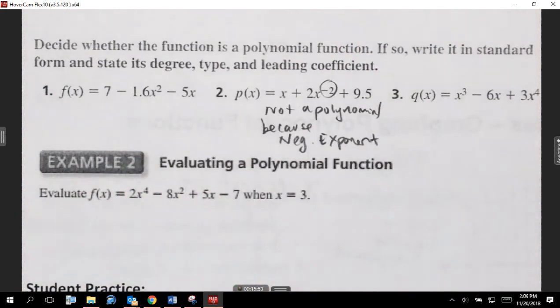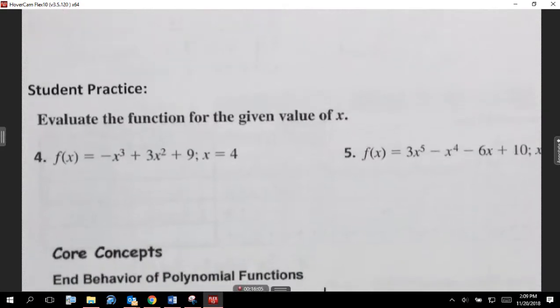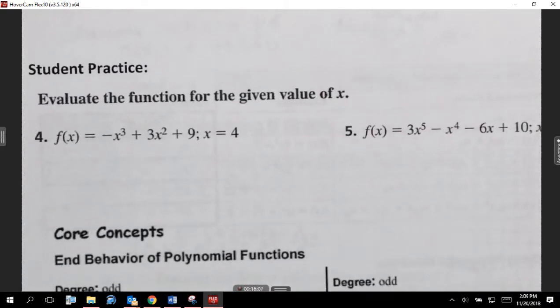Okay, example 2 we're not going to do because you should already know how to do that from previous course. Evaluate that when x is 3. What do you do? Okay. Or you could do synthetic division now that we learned that. So 2. And then there's 2 more practices.